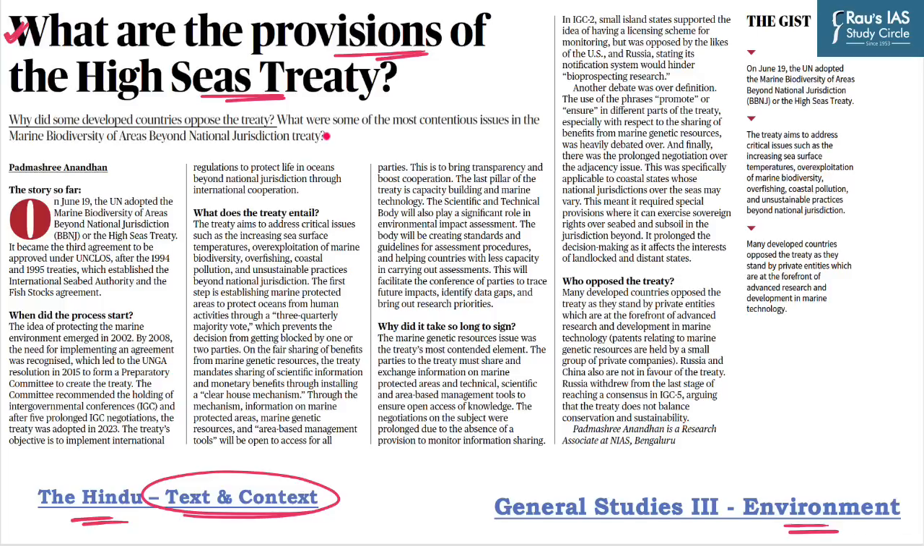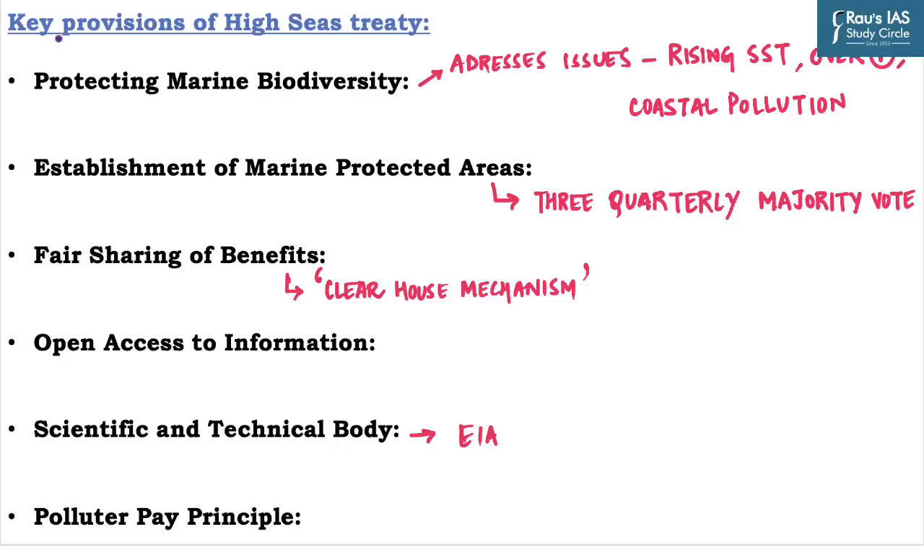Before moving on to the discussion, let us try to understand what the high seas are. The high seas are defined by international law as all parts of oceans that are not included in the exclusive economic zone, the territorial sea, or the internal waters of a country. This essentially means that high seas and associated resources are not directly owned or regulated by any country. That is the reason why this treaty came into picture. Now let us discuss the key provisions of the High Seas Treaty.